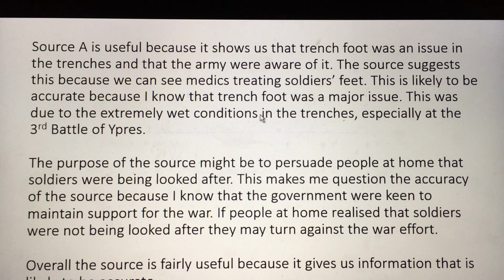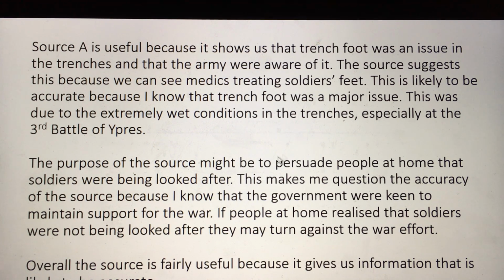To test that. Okay, and I've said that I know trench foot was an issue because I know, and this is good knowledge here, good specific knowledge, that there were very wet conditions, especially at Ypres. Okay, very good bits of knowledge to test the source and what it's saying and whether that makes it accurate. Okay, I've then moved on to look at the nature, the origin, and the purpose.